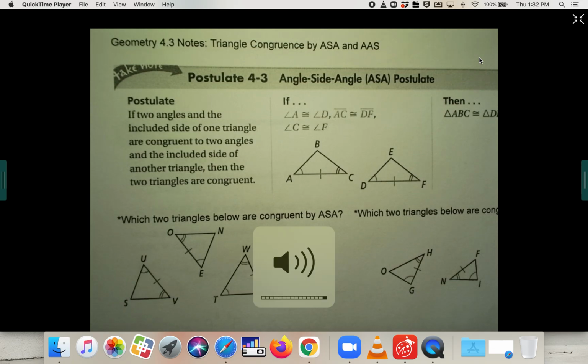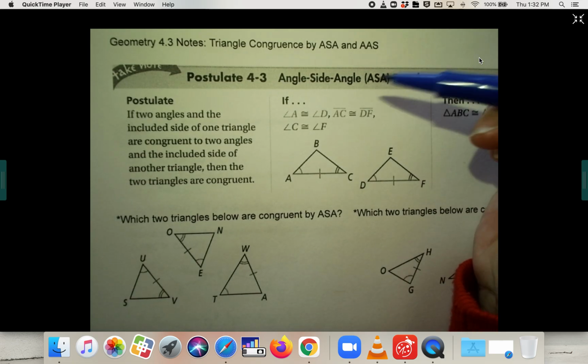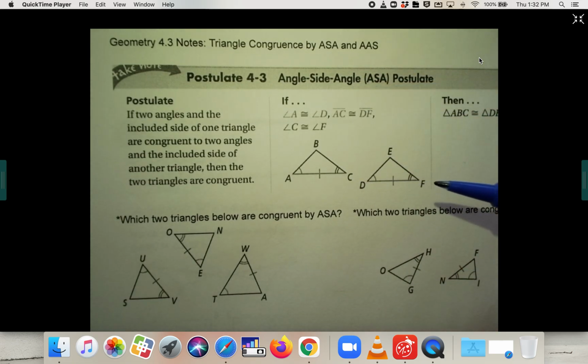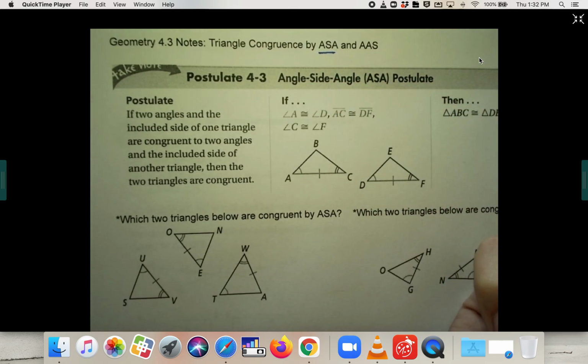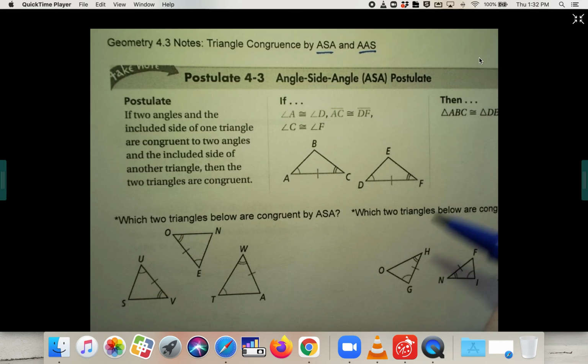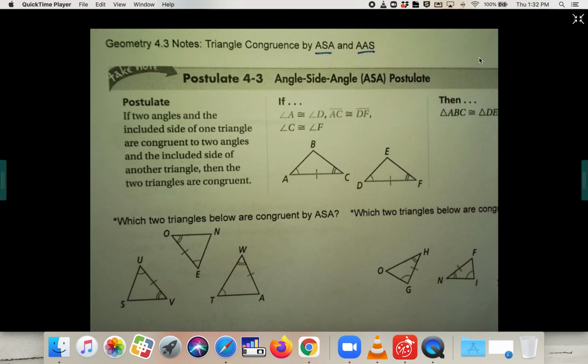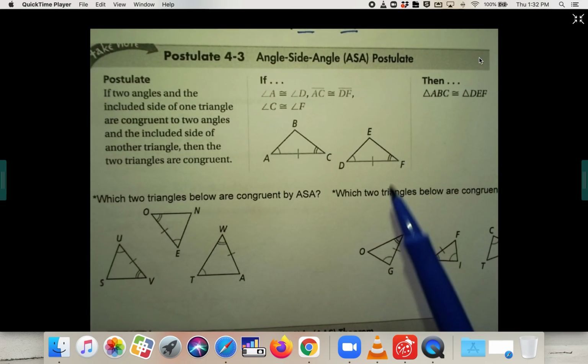All right, for your Geometry 4.3 notes, we are learning two new postulates today of ways to prove that triangles are congruent. So today's are ASA, which stands for angle, side, angle, and AAS, which stands for angle, angle, side. So the first one is angle, side, angle.